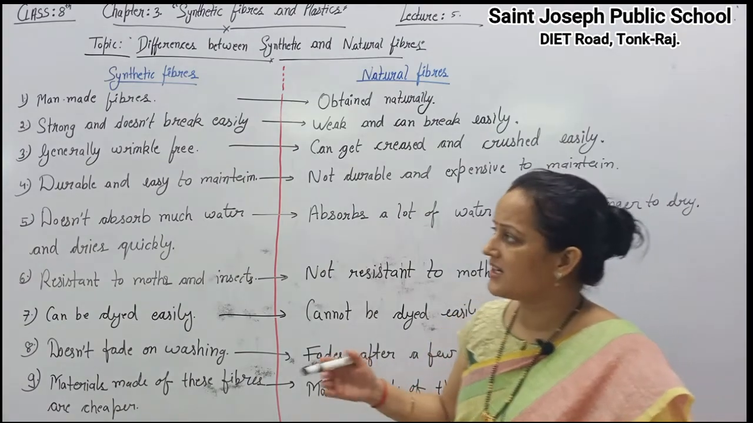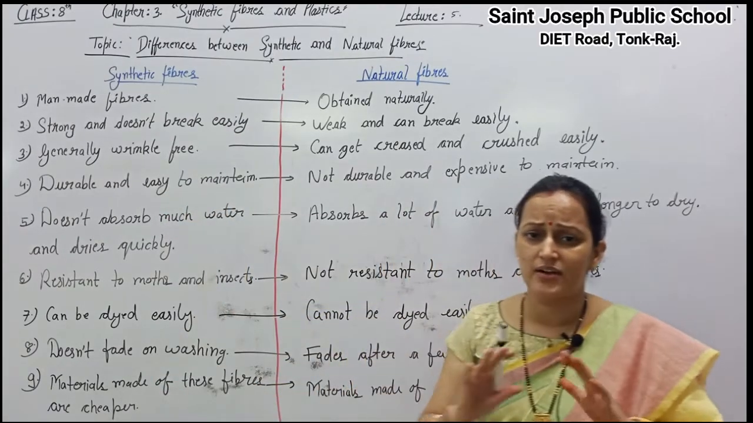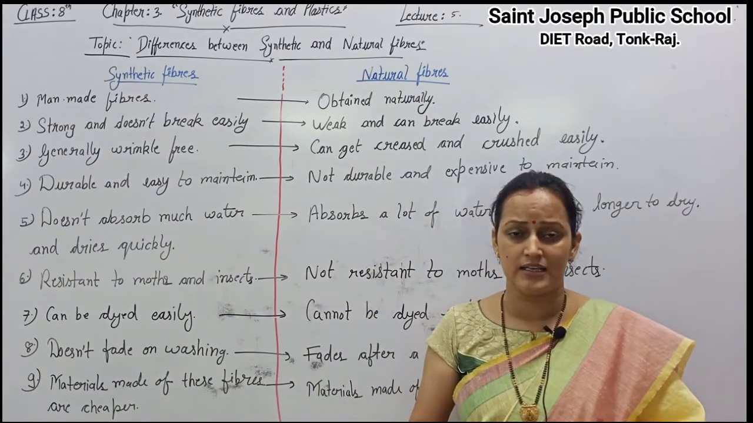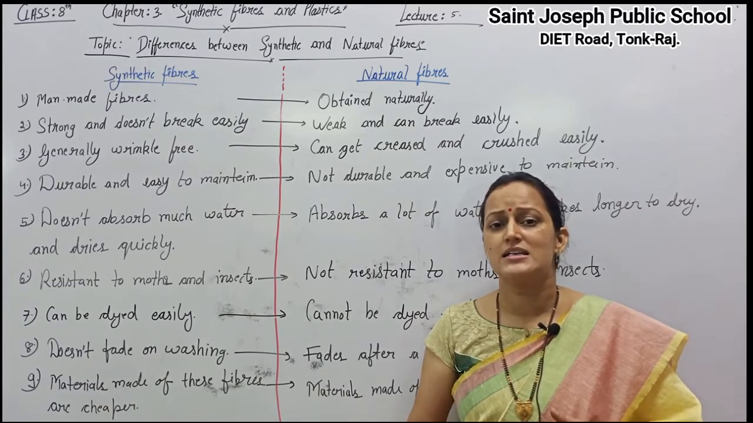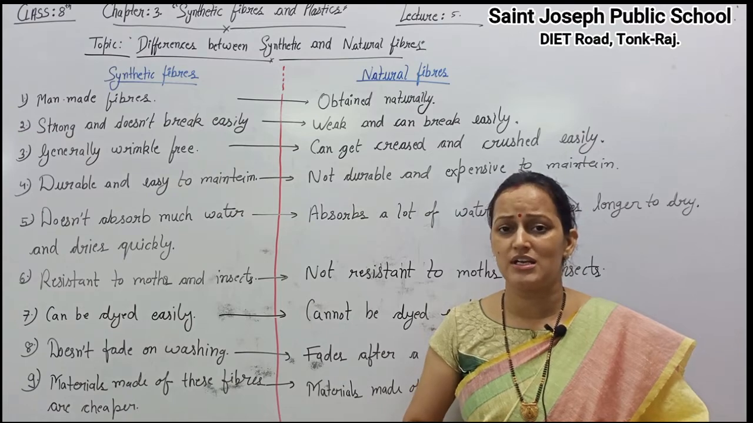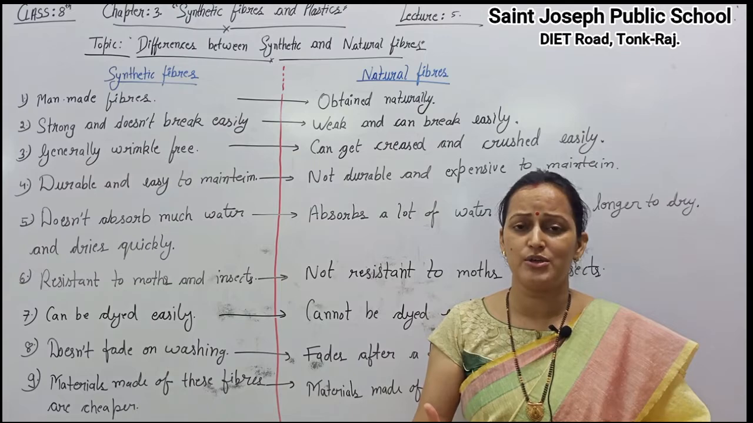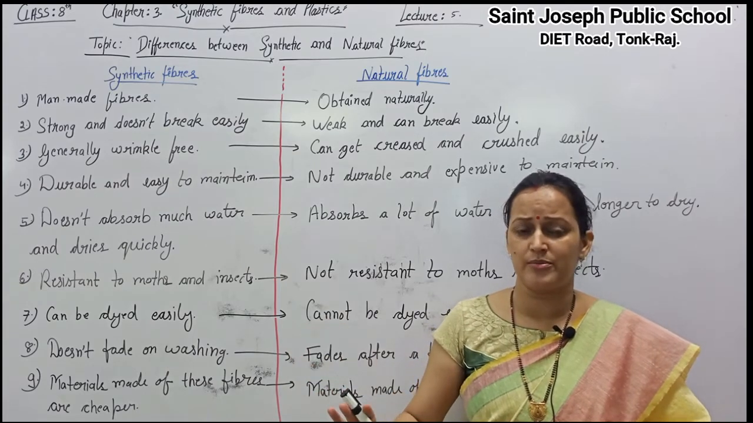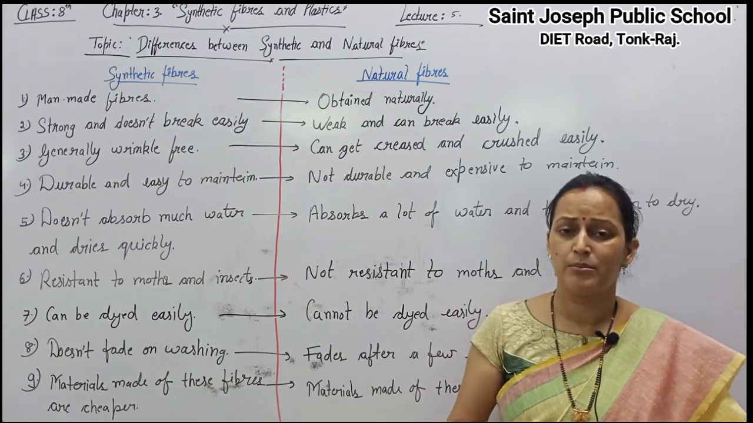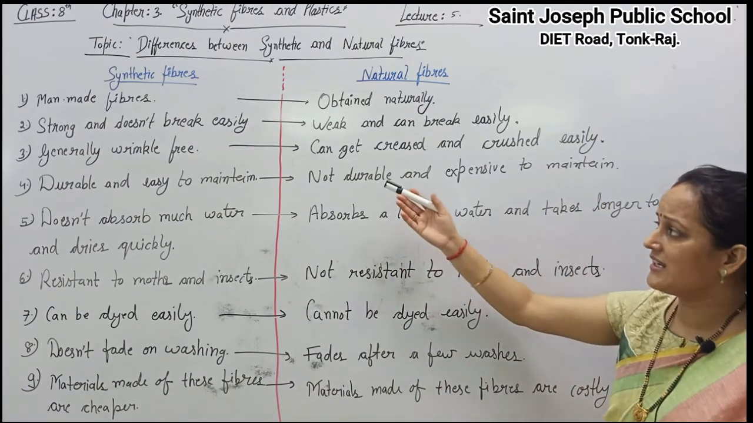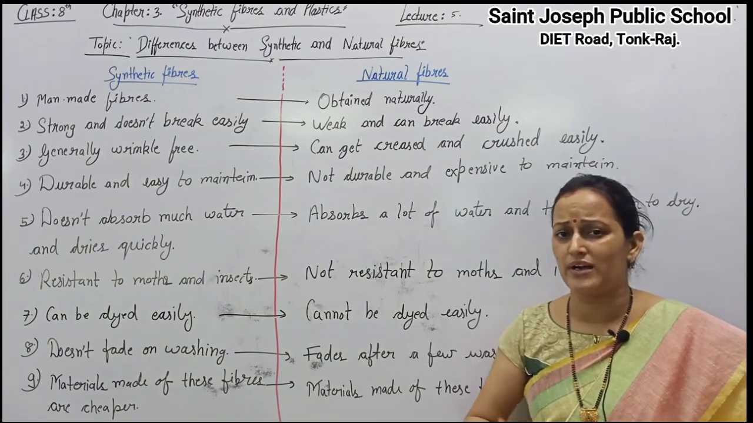The third difference is that synthetic fibers are generally wrinkle free. In fact, wrinkles नहीं आते easily, crease नहीं आते easily, and that is the reason that students, your uniforms are generally made up of the synthetic fibers, because we need such a fabric for a student's uniform that can be used in a rough and tough way, जिसको हमें gradually ironing की requirement ना हो, right? But natural fibers can get creased and crushed easily, and they require frequent ironing.